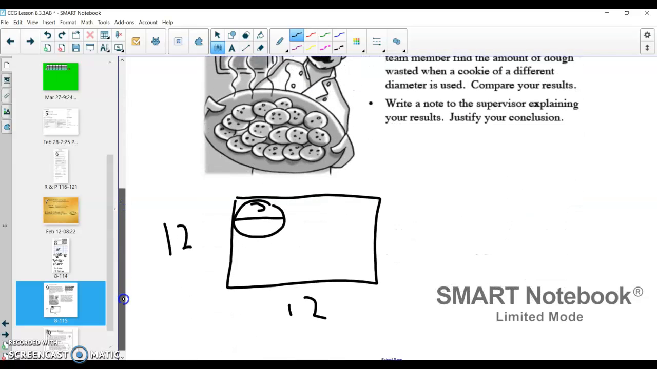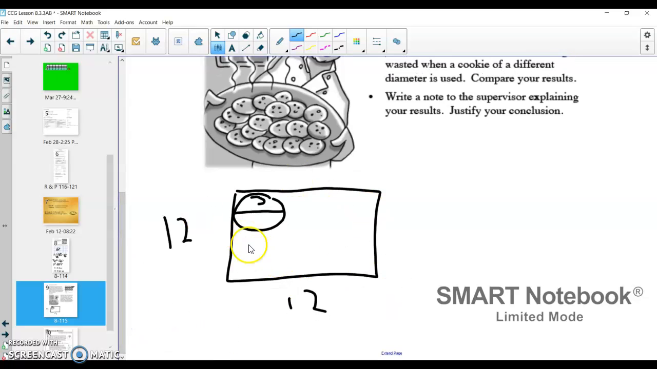Where I should start, sorry, that was a little bit of a tangent, is the area of just the dough. The total area of the dough that's created when we use the automatic mixer is our length times our width, which is 12 times 12. So we always have 144 inches squared of dough before we cut any cookies out of it.